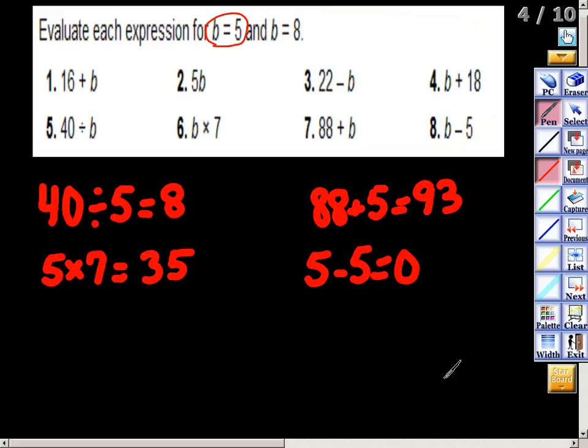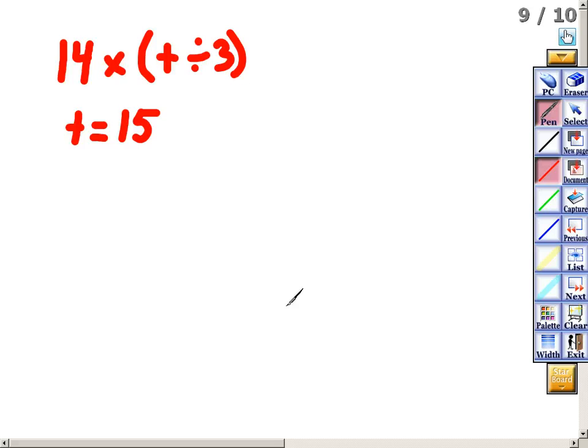Okay, now we have the answers to these problems. For number 5, we had 40 divided by 5. That gave us 8. Number 6, 5 times 7 is 35. Number 7, 88 plus 5 is 93. And number 8, 5 minus 5 is 0. Now we're going to take a look at some tougher type of problems. They're just two-step problems that we have to do.